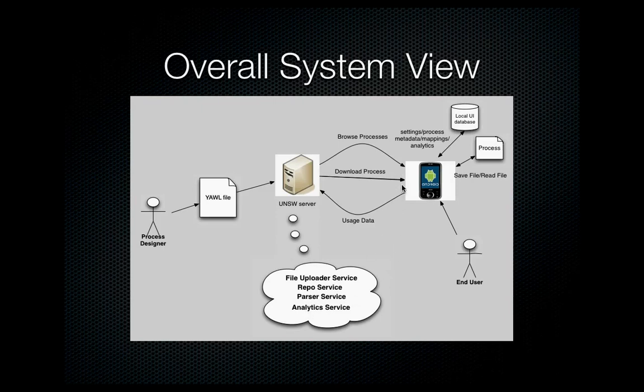Once the user downloads a process, the YAWL file is converted to a personal process object and downloaded as an XML file onto the application. This is then saved as a process file on the mobile device, along with some settings associated with the application in the database, such as the metadata of the process and any analytics. Any analytics collected by the device are also transmitted back to the UNSW server as usage data. So that basically gives an overall system view of our application.